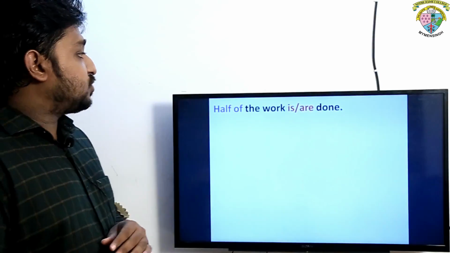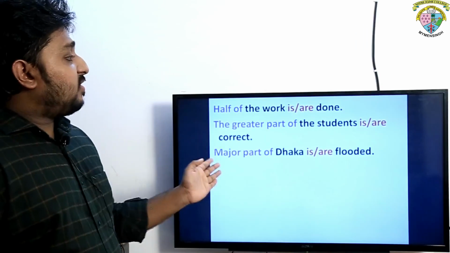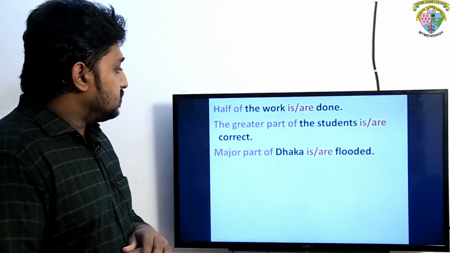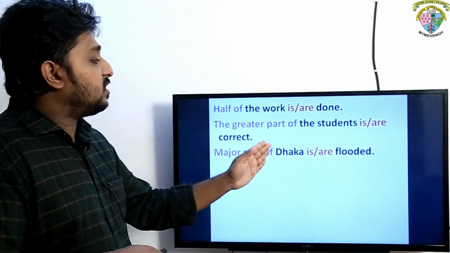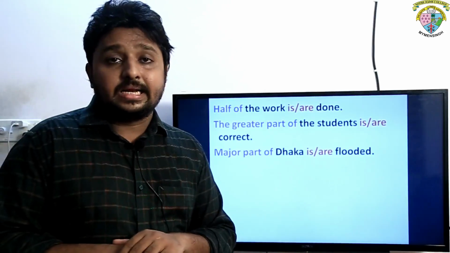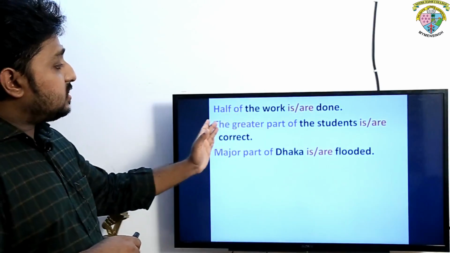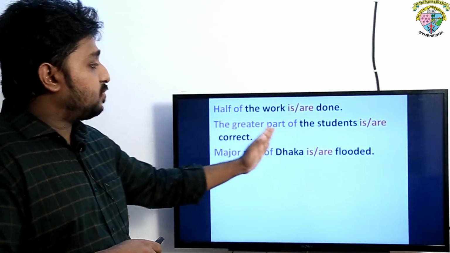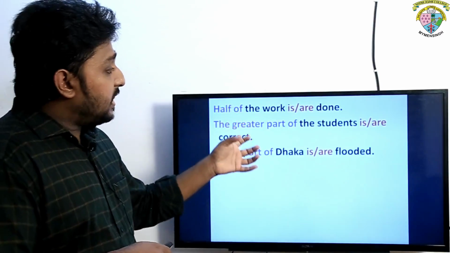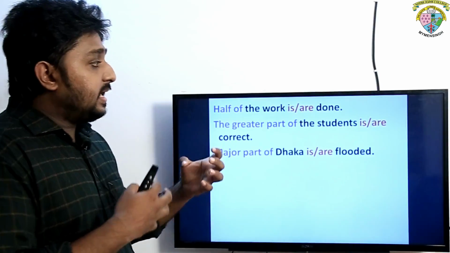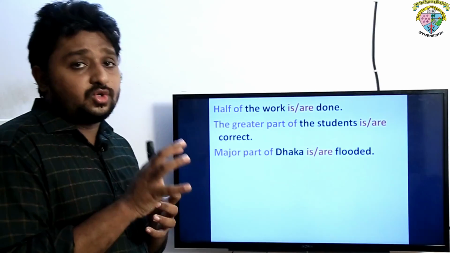So let's move to the next one. Look, half of the work is or are done. The greater part of the students is or are correct. Major part of Dhaka is or are flooded. So what do you think? What is the answer actually? Look, here I have colored several parts: half of, the greater part of, major part of. When these are placed before a noun, then the verb should be taken according to the subject.